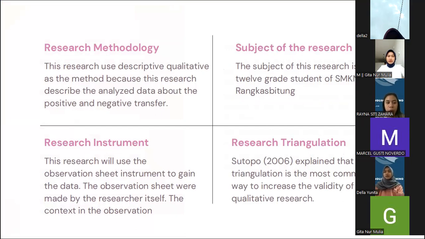Research methodology. This research used descriptive qualitative as the method because this research describes and analyzes data about the positive and negative transfer. Research instrument. This research will use the observation sheet instrument to gain the data. The observation sheet was made by the researcher herself.